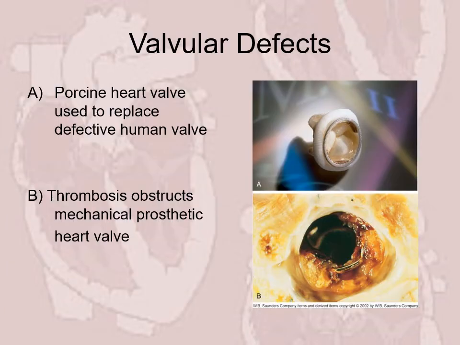Valvular defects: this is showing you a replacement valve. This is a porcine valve replacement used to replace a defective human valve. And then this is a look at a thrombus obstructing a mechanical prosthetic heart valve on the bottom.